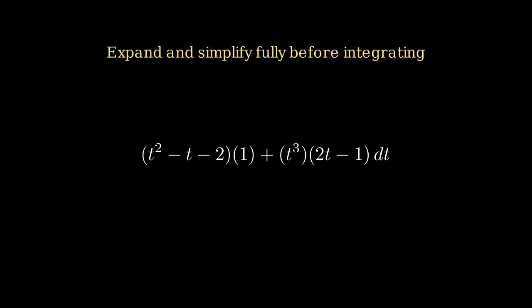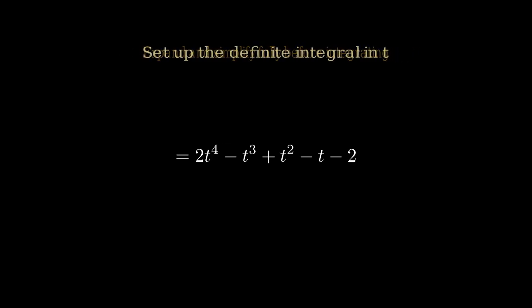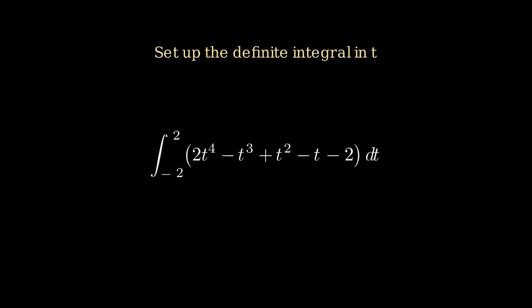Step 5. Expand and simplify the algebra fully before integrating. The first part stays as t squared minus t minus 2. The second part, t cubed times (2t minus 1), expands to 2t to the fourth minus t cubed. Adding these together gives 2t to the fourth minus t cubed plus t squared minus t minus 2. So our line integral becomes the integral from -2 to 2 of (2t to the fourth minus t cubed plus t squared minus t minus 2) dt.